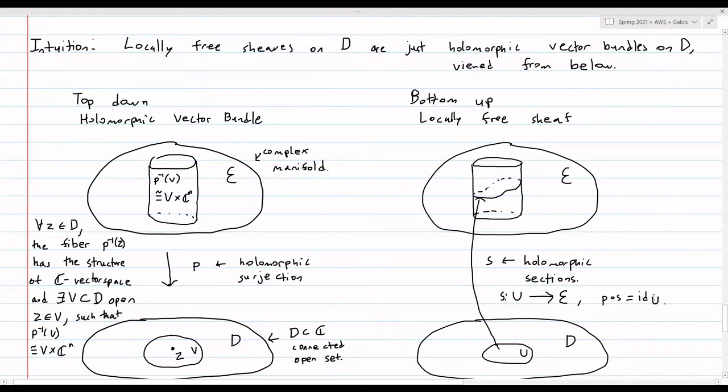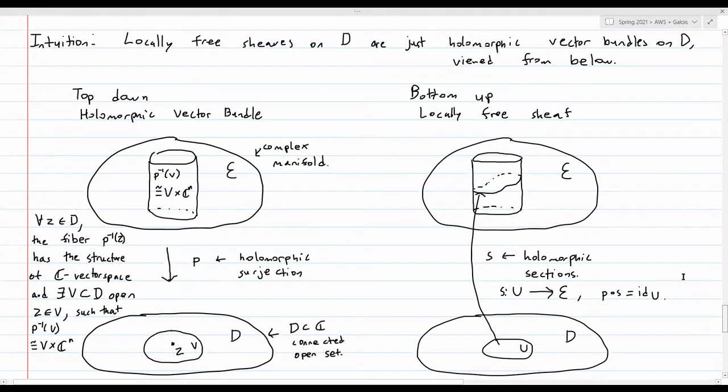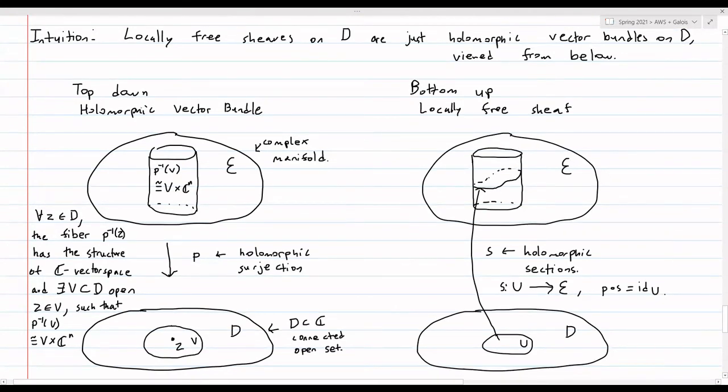So I want to say, what is a holomorphic vector bundle first? So it's a top-down perspective. Again, here on the left, I have the top-down perspective, a holomorphic vector bundle. So what I have is a total space E, which is a complex manifold. And I have P, which is a holomorphic surjection from E down to D. And D is a connected open set of my complex numbers. And what makes it a holomorphic vector bundle is that if you look at the fiber over each point, it has a structure of a complex vector space.